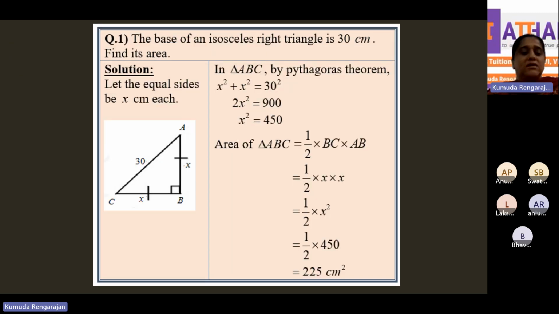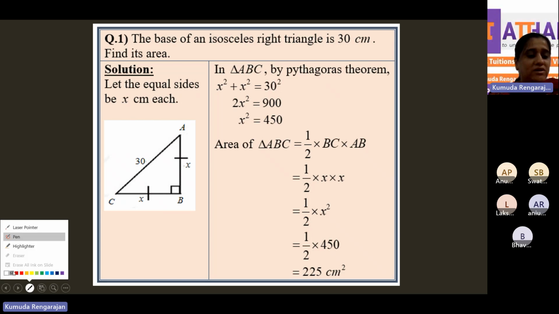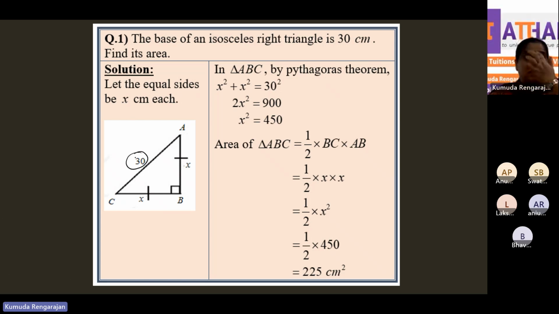Now see the answer here. Why have I marked the hypotenuse as 30? Because this is the base. And it's isosceles, so these two sides are equal. So I've called it X. And whenever it's a right triangle, you can use Pythagoras theorem. So by Pythagoras theorem, AB square plus BC square is equal to AC square. You can write that here. So substitute and you get X square is equal to 450. I've stopped there. I've not found the value of X.